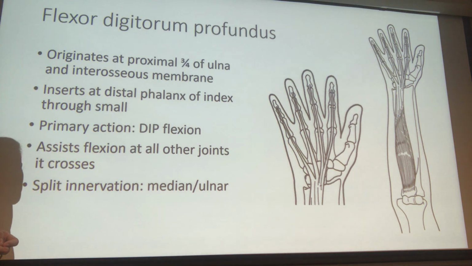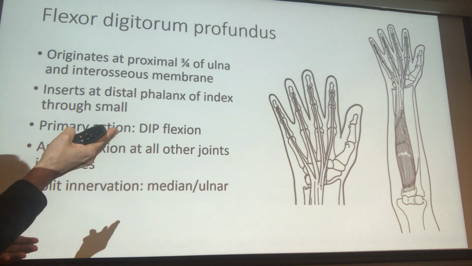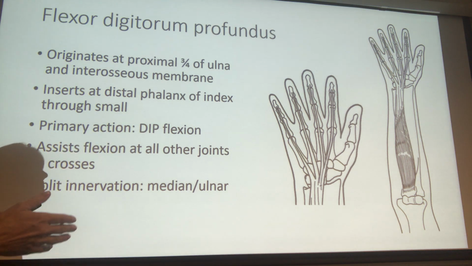So we're going to start by looking at the deepest muscle of the forearm and hand, the flexor digitorum profundus. Where it is in the name. We know that it's a digital flexor by the name flexor digitorum, profundus meaning deep, or the deepest muscle that flexes the digits.